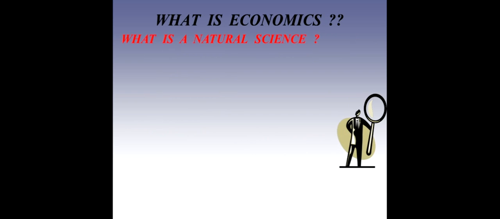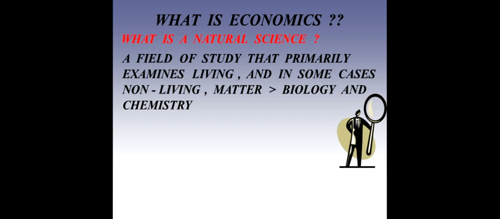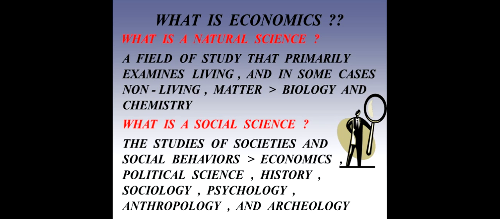The second science, natural science, is sometimes called life sciences in many respects. It's a field of study that primarily examines living and, in some cases, non-living matter. Some examples here would be biology and chemistry. The third, a social science. It's the study of societies and social behaviors. It includes a broad range of studies which you may be familiar with: economics, political science, history, sociology, psychology, anthropology, and archaeology.